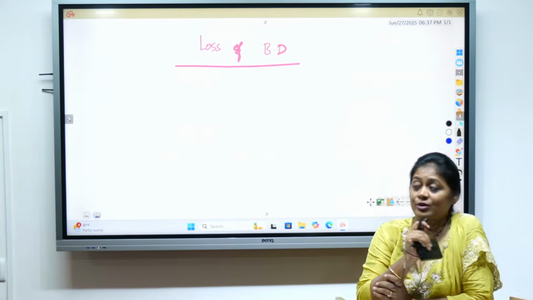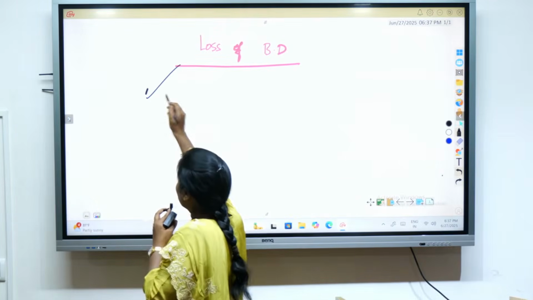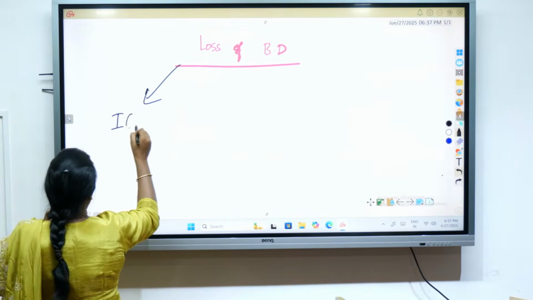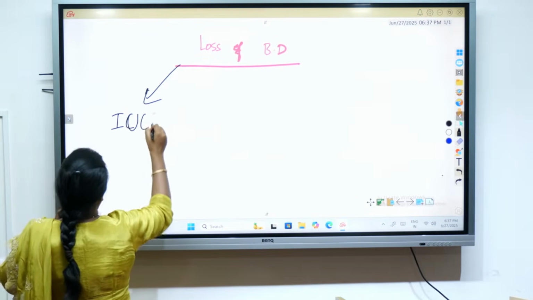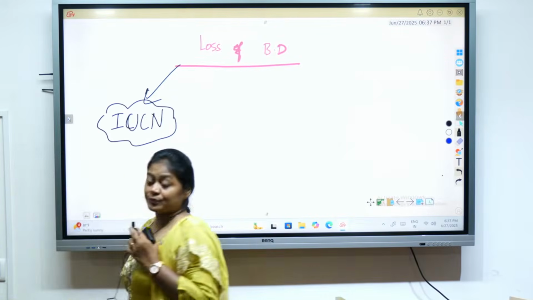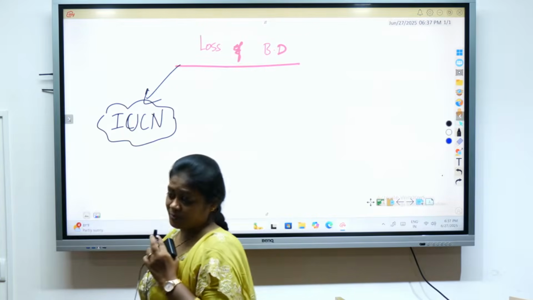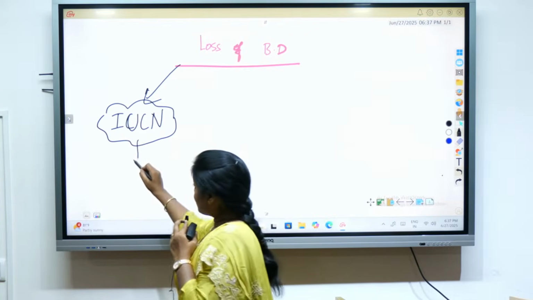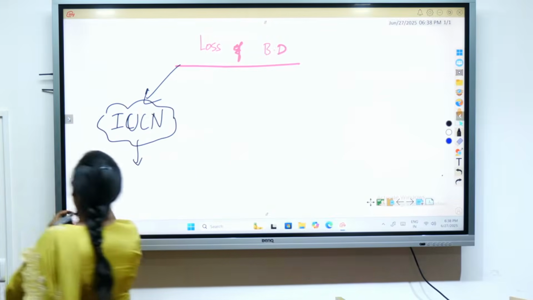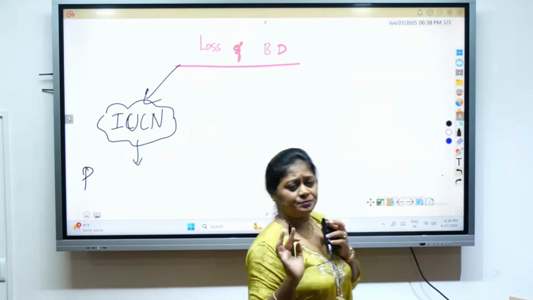See, I am telling you there are certain sources which tell that our species diversity is declining. One such source is IUCN, the International Union for Conservation of Nature and Natural Species. So there are species which already got extinct. Example, passenger pigeon.